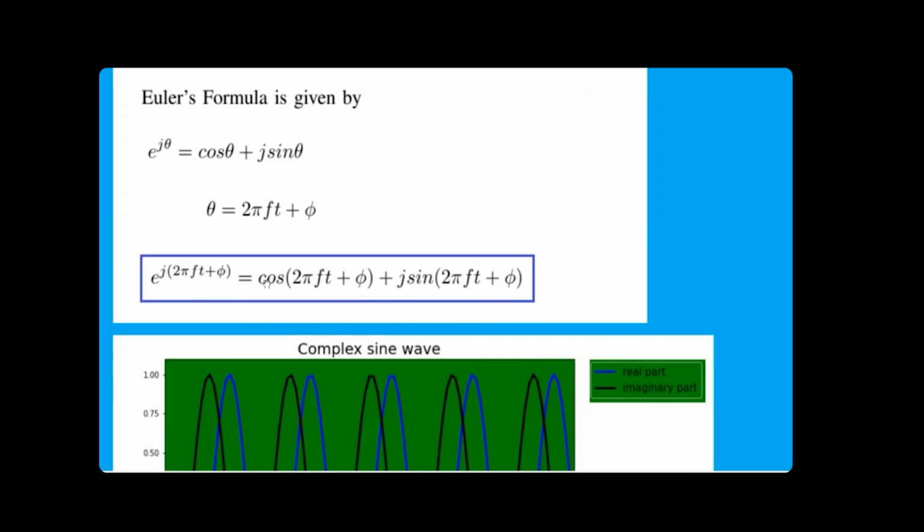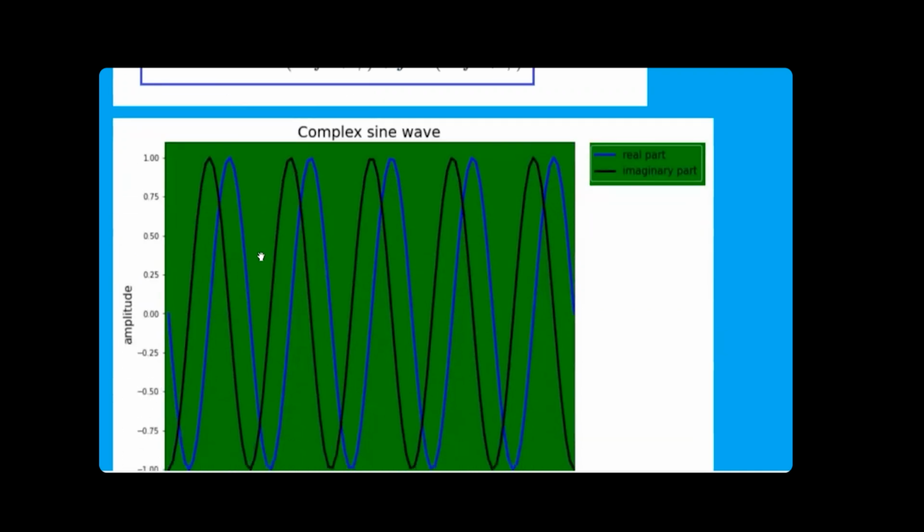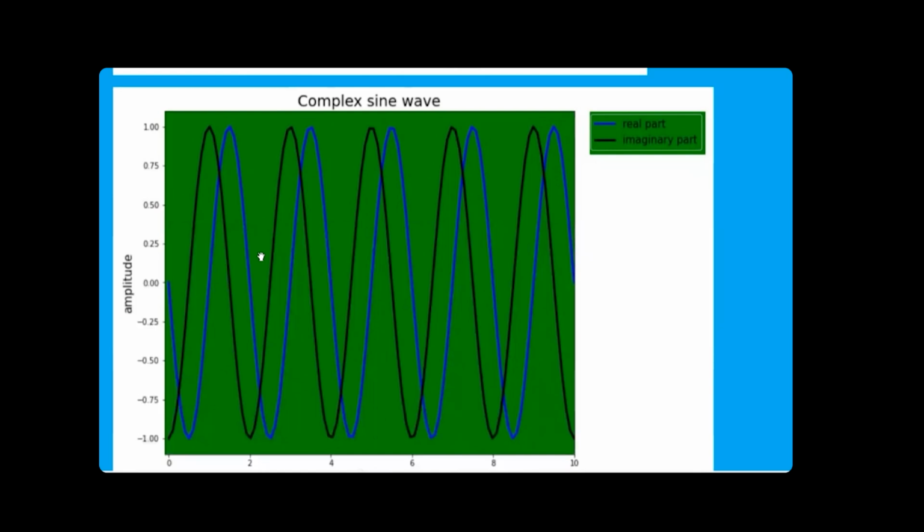In this equation, the cosine term represents the real part of the complex sine wave, and the sine term represents the imaginary part. If we plot this equation, we will see the complex sine wave with the real part shown in blue and the imaginary part shown in black. The generation of this complex wave is one of the many applications of complex numbers in science and engineering.